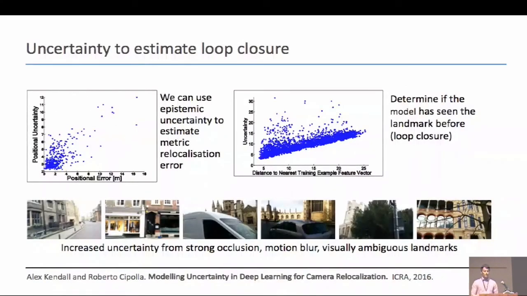The next one I'd like to talk about is in modeling uncertainty. So this is a paper which is able to use a Bayesian neural network to understand the uncertainty in relocalization. And one of the nice things is you can show that this uncertainty is a really good estimate for the metric localization error. And then secondly, it can also show if the model is familiar with an image it's shown. So this is known as the loop closure problem. Have I been to a place, have I seen this place before, or is this a new place?